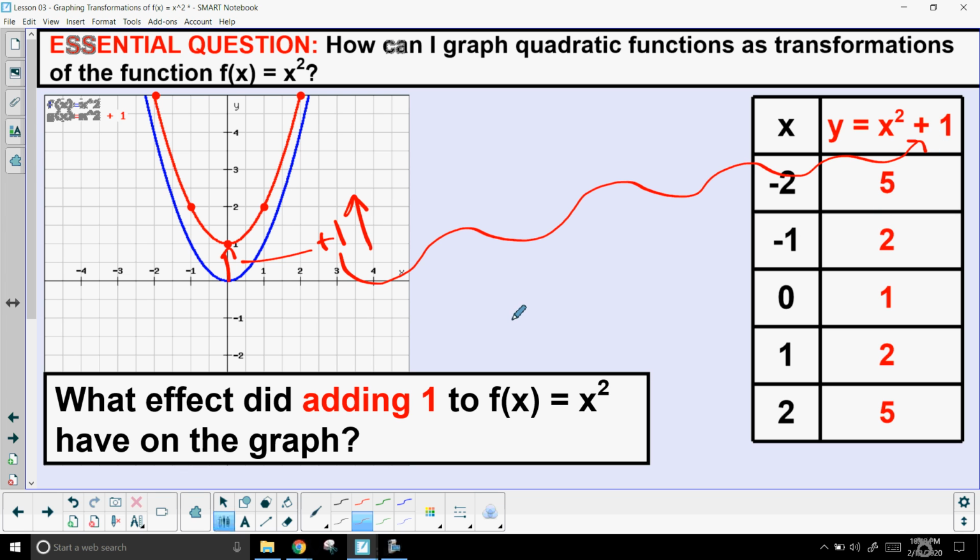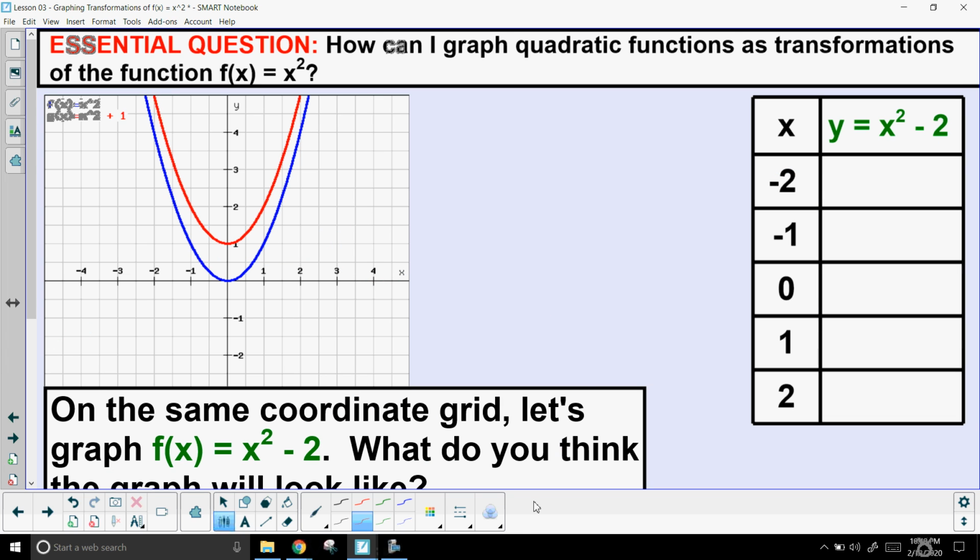Okay. Again, these are inputs. X's are inputs. The y's are outputs. (-2, 5) is a coordinate point that lies on this graph. See, it's right up here. Let's keep going. Adding makes us go up. What do you think subtracting is going to do? That's right. It's probably going to mean it's going down. Let's check this theory out.